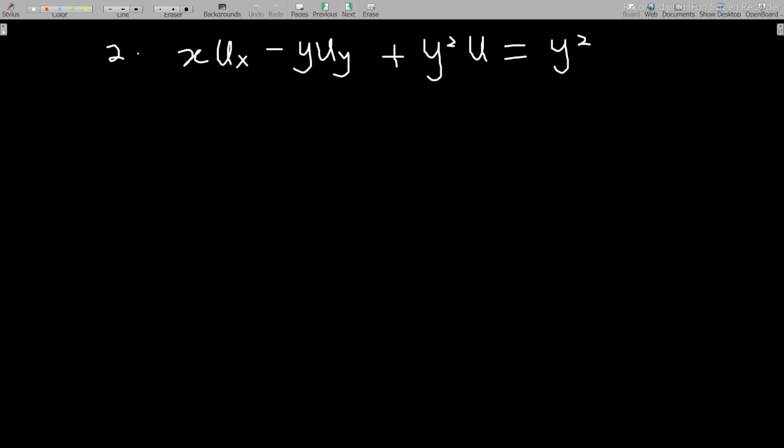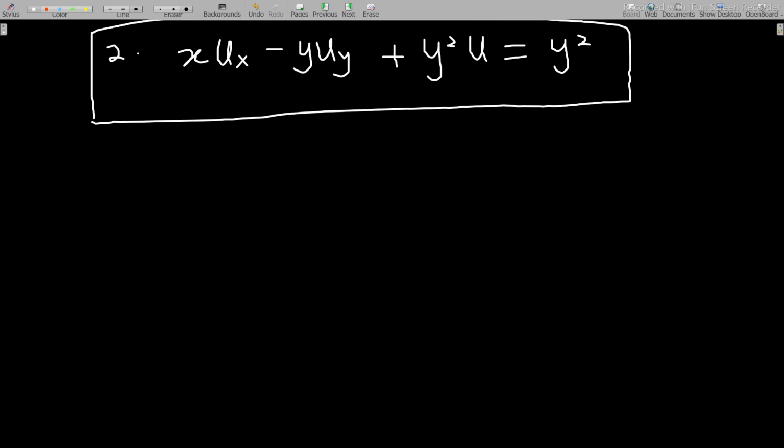In our next discussion, we'll talk about the solution to this problem where the coefficients of our ux and uy are both variables.